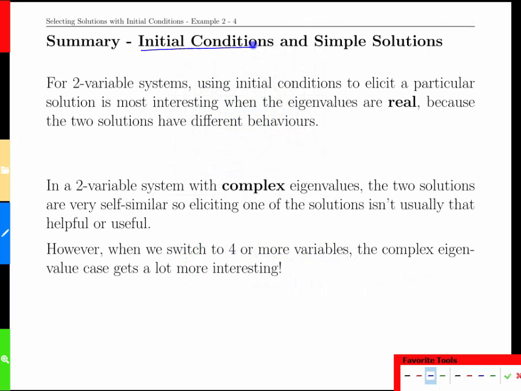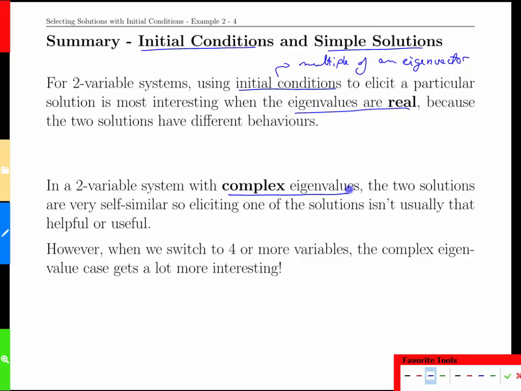When we look at the relationship between initial conditions and simple solutions, what we can do is choose the initial conditions as a multiple of one of the eigenvectors. If we do that, then our solution is only going to include multiples of that eigenvector. That's only interesting, though, when eigenvalues are real. That's when we really see the distinctions.